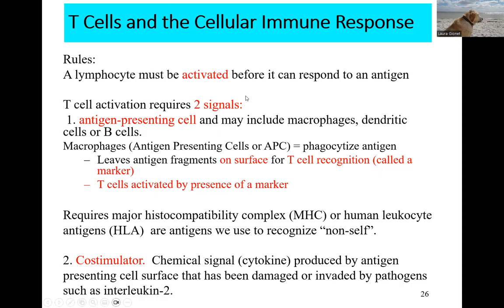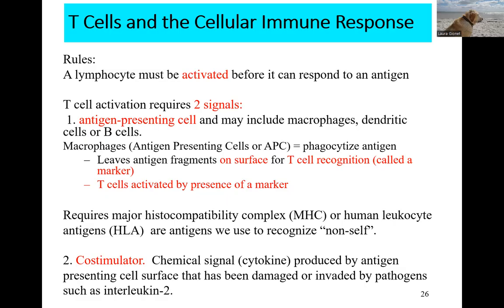All right. So to help prevent that, we should have two signals before we start this whole process of making antibodies and whatnot. So T cell activation, whether it's a T cell or a B cell, requires two signals. First, you need an antigen presenting cell, and that may include macrophages, dendritic cells. Remember, those are found in the epidermis, one of the locations, and memory B lymphocytes.